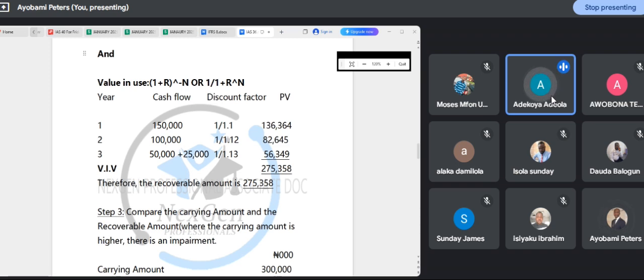Changes in government policies, economic factors, and all of that. Then also, if an asset is overvalued in the statement of financial position, it can also indicate an impairment.